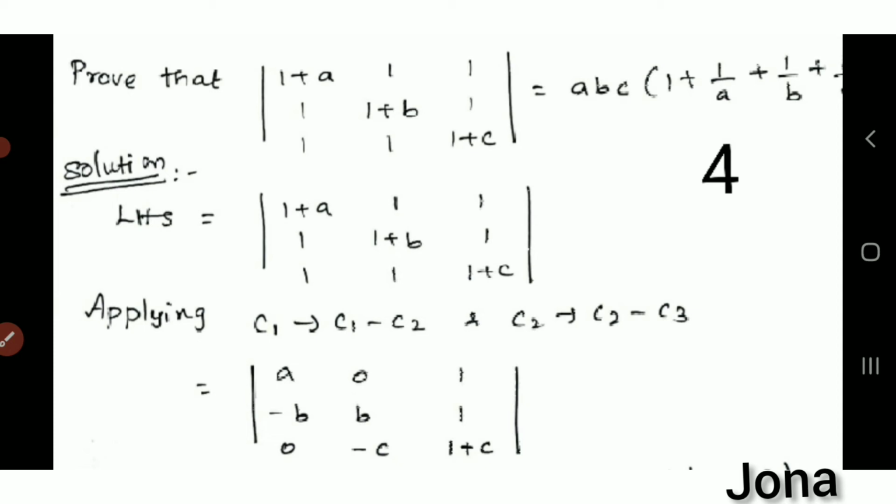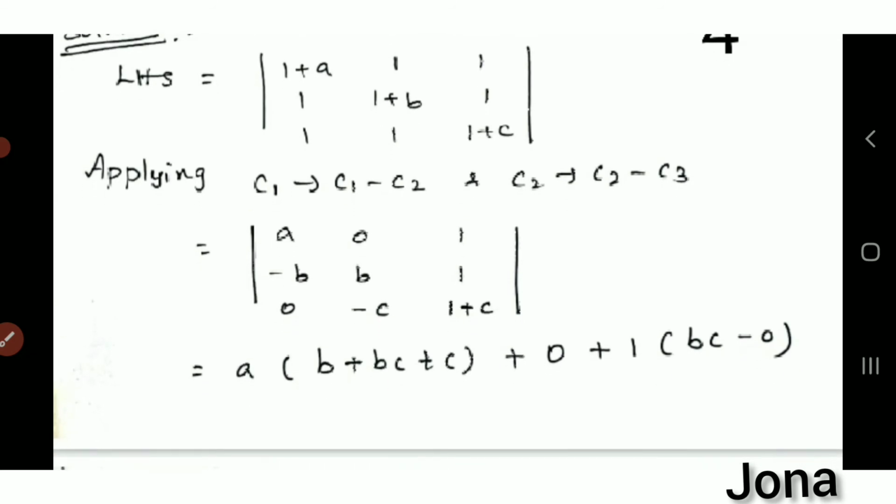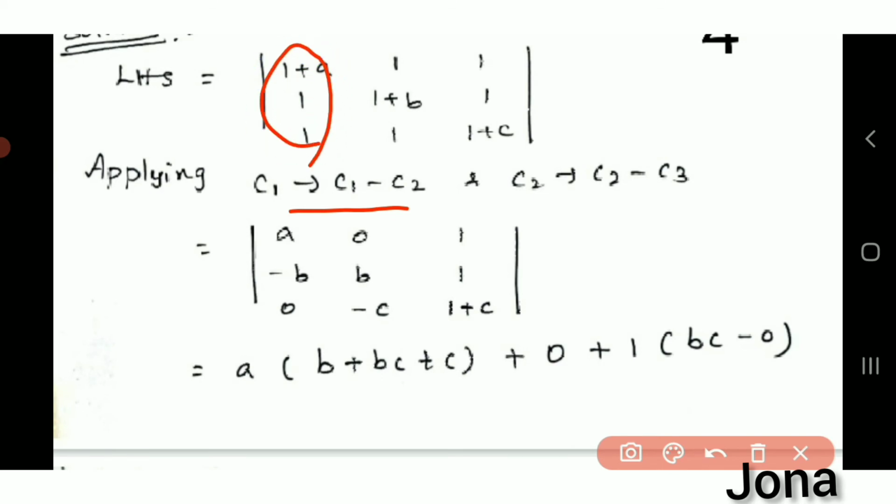Here I want to change C1 and C2. So how to change this? C1 is nothing but C1 minus C2. This C1 can be changed now. So C1 minus C2 is nothing but 1 plus a minus 1. That means 1 and 1 will get cancelled. Simply we had a. And then 1 minus of 1 plus b, here also 1 and 1 will get cancelled. We have minus b. And then 1 minus 1, that is 0. So we completed this C1 now.